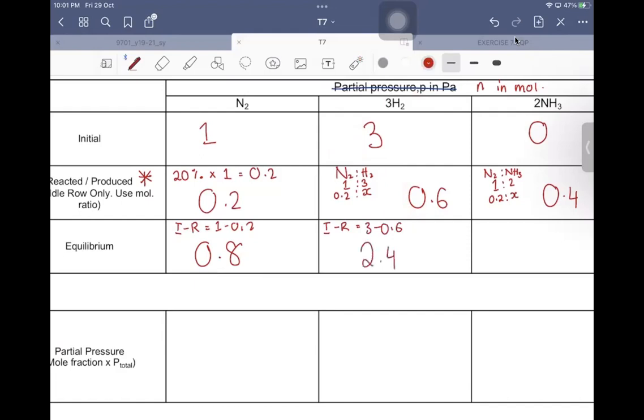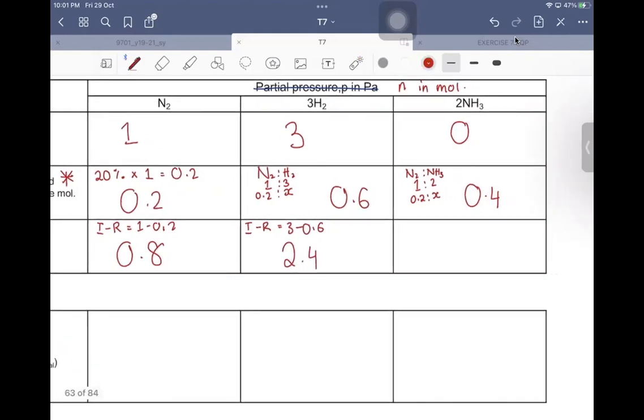I've got 2.4. And lastly, for my product, especially if I don't have anything at the start, I cannot take my initial minus how much I have produced. Obviously, that would be a negative number. So for products, we usually add: I plus P will give me the value at equilibrium. So that's just 0.4. These are my number of moles.